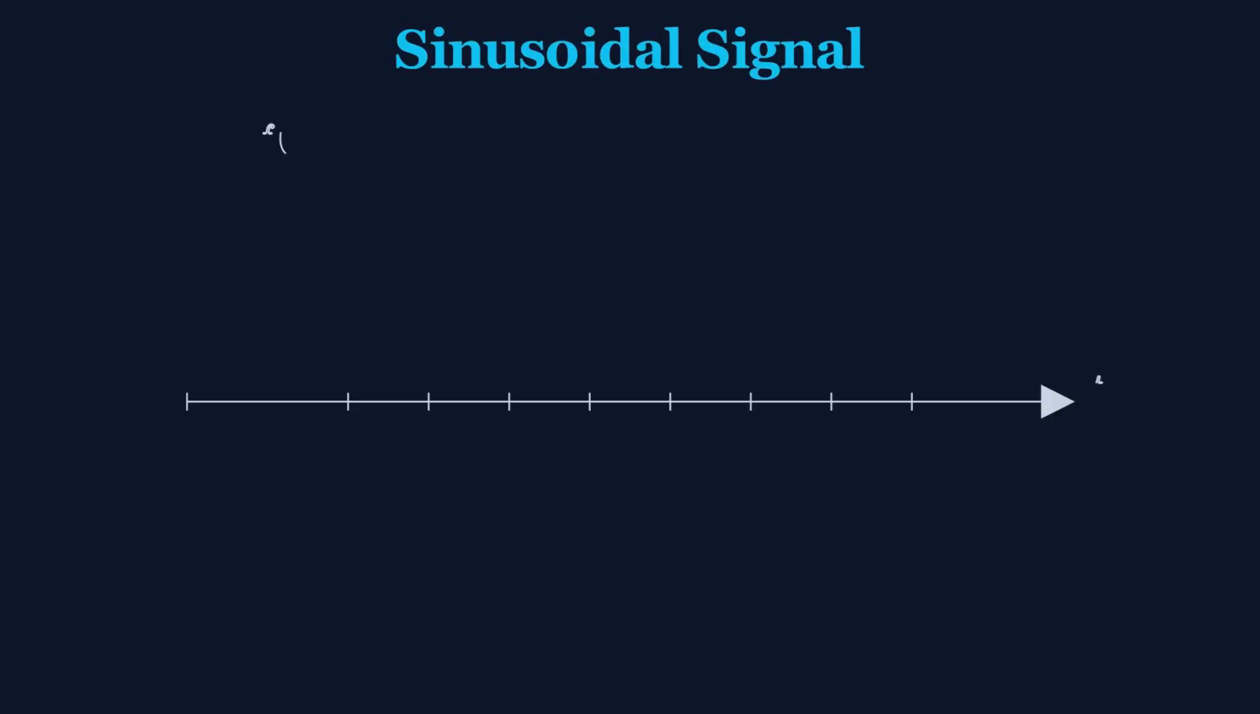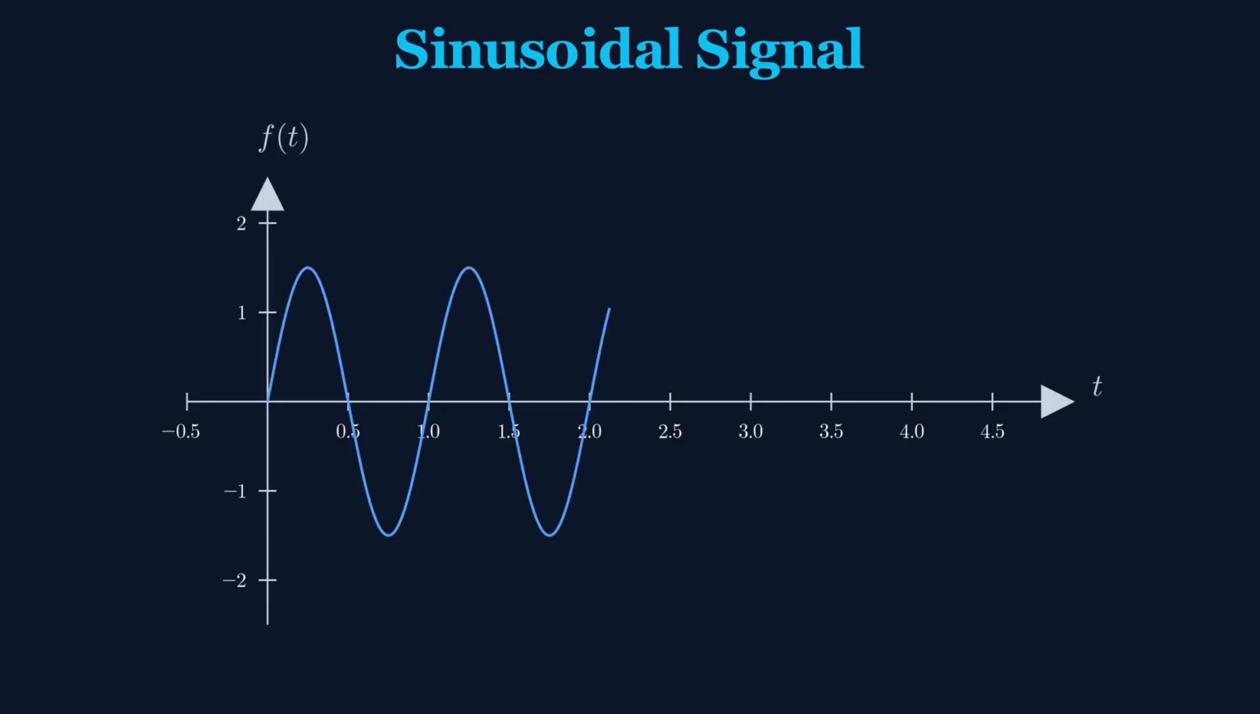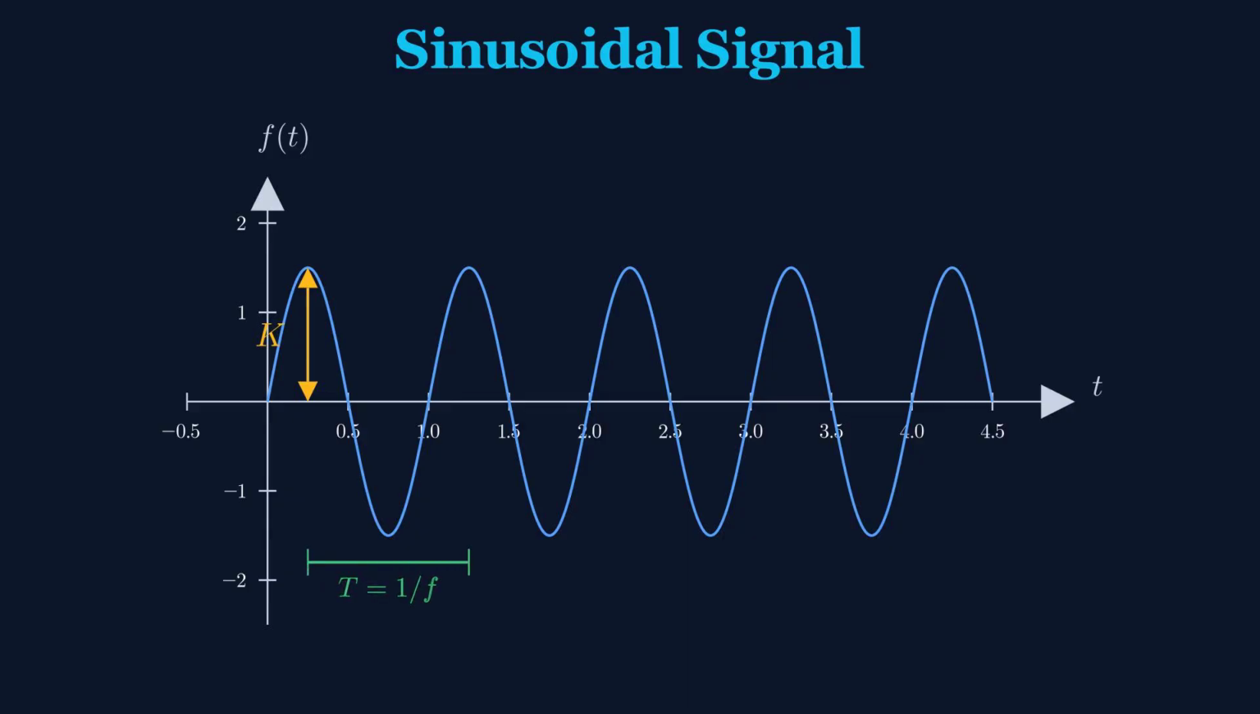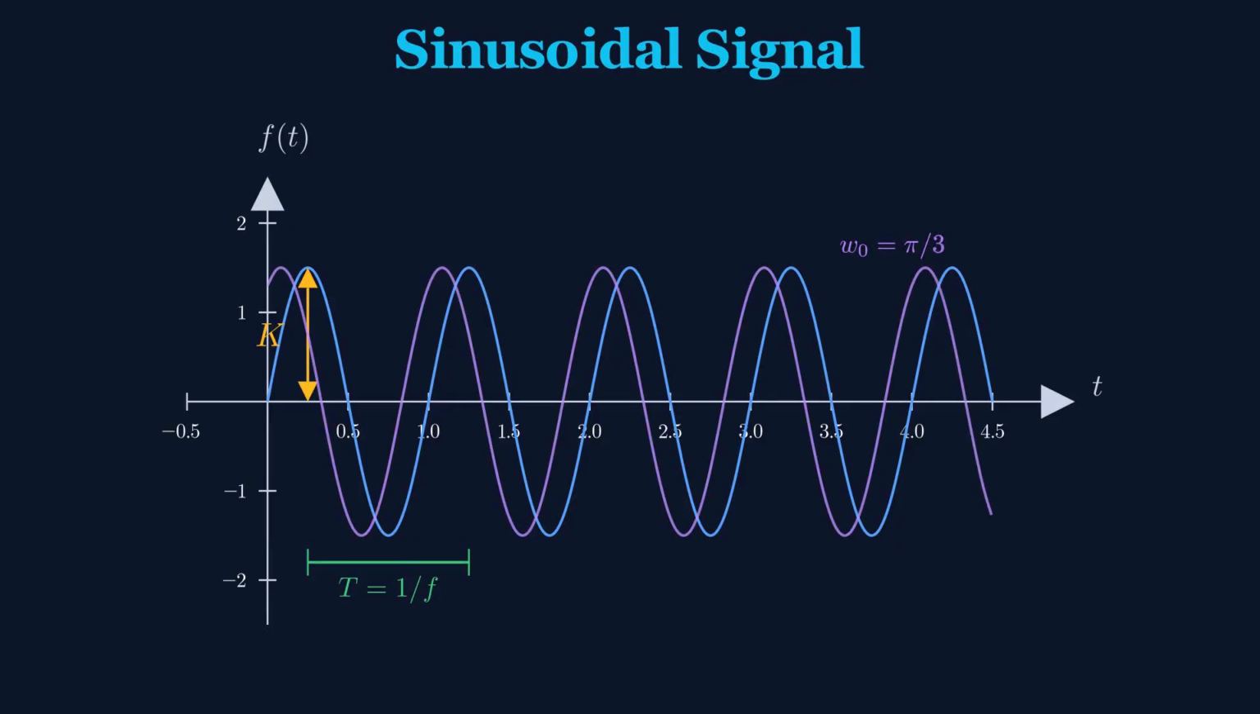Let's visualize a sinusoidal signal. Here we plot sine of omega t with amplitude k. The peak-to-peak height is 2k, and the distance between two consecutive peaks gives us the period T. When we add a positive phase w0, the entire waveform shifts to the left. A negative phase shifts it to the right. The shape of the wave remains unchanged. Only its position along the time axis changes. The angular frequency omega controls how rapidly the signal oscillates.